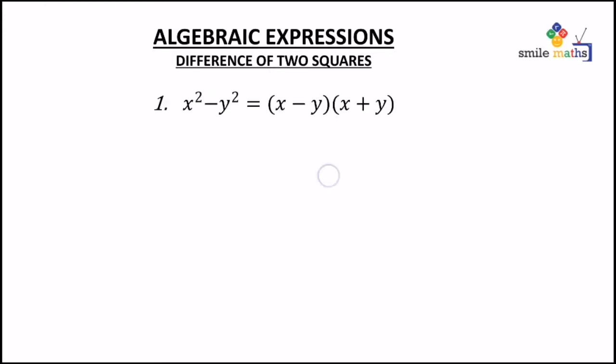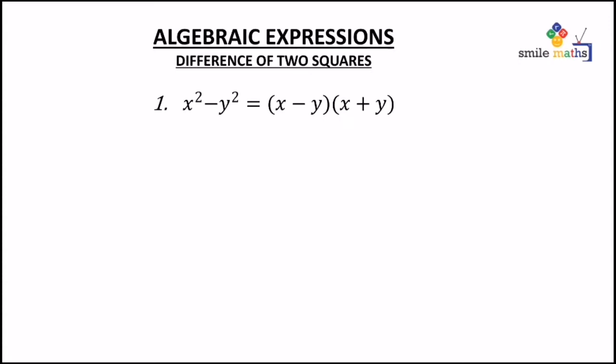Still on algebraic expressions. This time let's look at difference of two squares, a very nice subtopic. So we say that when you have x squared minus y squared, you see x is a squared number, y is a squared number, and they are being subtracted. When we say difference, we are talking of subtraction.